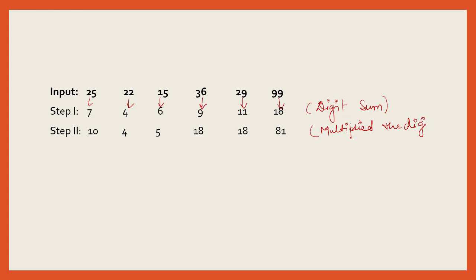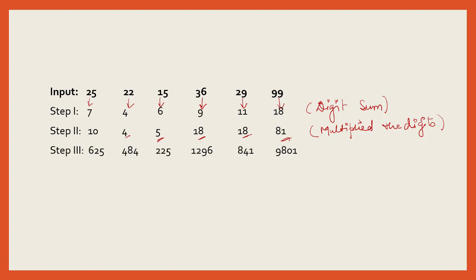25, 2 into 5 has given us 10. 2 into 2 gave us 4. 1 into 5 has given us 5. 3 into 6, 18. 2 into 9, 18. And 9 into 9, 81. So in step 2, we have multiplied the digits in each number which are given in the input.